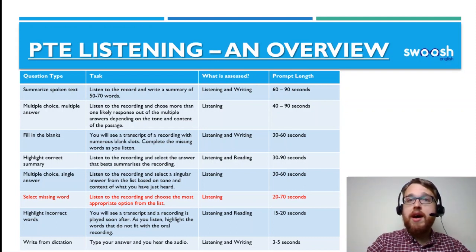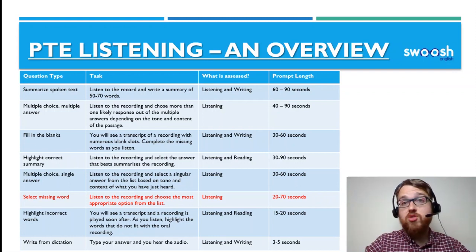We're just going to look now at what it says for select missing word, in which you have to listen to the recording and choose the most appropriate option from the list. You are assessed primarily on your listening, and you circle the answer. There's no real reading involved apart from obviously analyzing the question and the answer options, which we'll get into in the strategy. And the prompt length will be between 20 and 70 seconds.